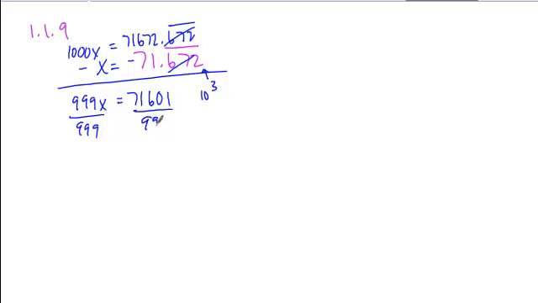We do look to reduce our fraction. If we factor a 3 out of each of these numbers, we're left with 23,867 over 333, and that would be the rational form.